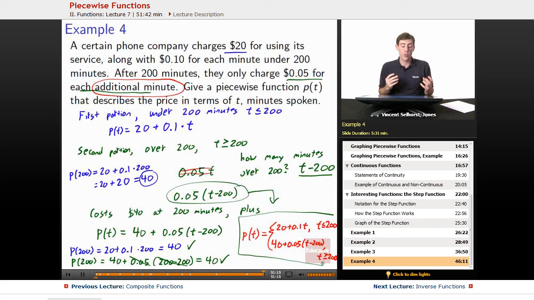So P of t equals 20 plus 10 cents per minute when minutes are less than or equal to 200, or 40 plus 5 cents per minute over 200 when the number of minutes is greater than or equal to 200. Great. Hope piecewise functions are making a lot more sense now. Remember, it's an idea about putting into a category, then applying the rule based on the category. That's the major idea in piecewise functions. If you can hang on to that, you'll be able to make sense of them.